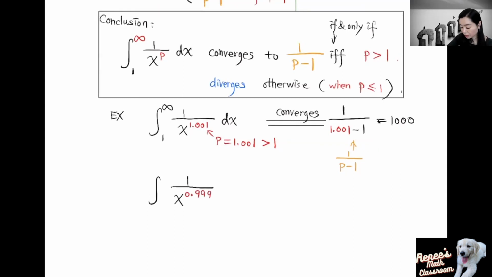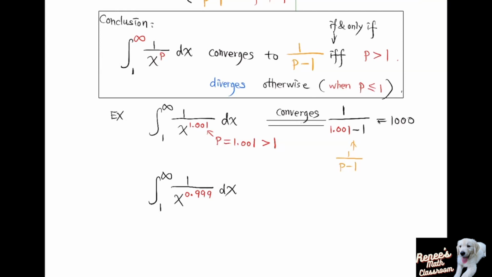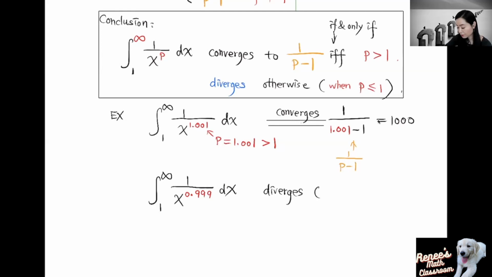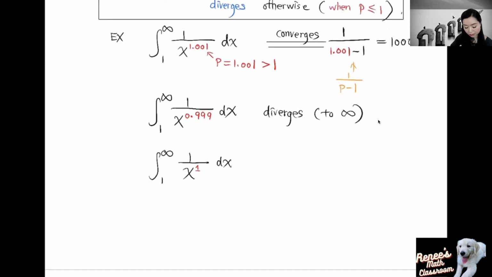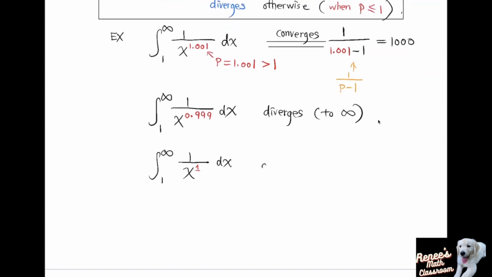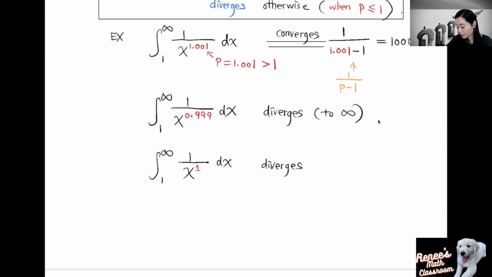Now this one, 1 over x to the 0.999, x going from 1 to infinity. Convergent or divergent? Divergent. Yeah, it's going to be divergent, and it actually diverges to infinity. What about this one? 1 over x, but to the first power, x from 1 to infinity. Convergent or divergent? Divergent. So it also diverges to infinity.